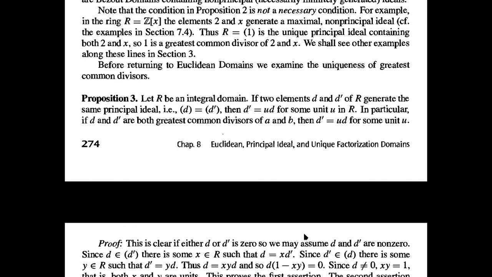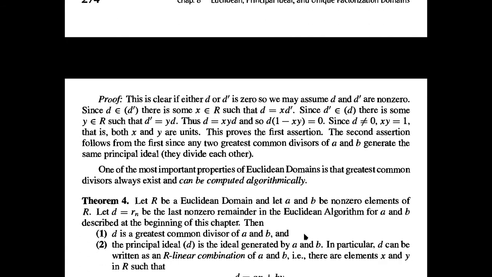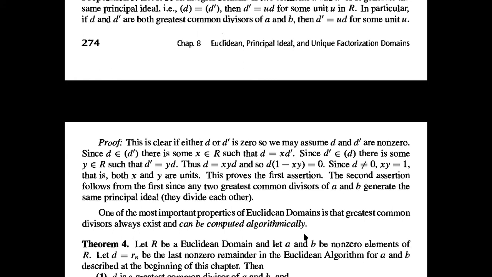Okay, so now, you have an integral domain, and you have two elements, D and D prime, that generate the same principal ideal. Then D prime is equal to U times D for some unit U of the integral domain. Essentially, if D and D prime are both GCDs of A and B, then you can write D prime as U times the other GCD. The proof of this is nothing really, we're not going to go into that, but we just use the units to have a relationship between D and D prime.